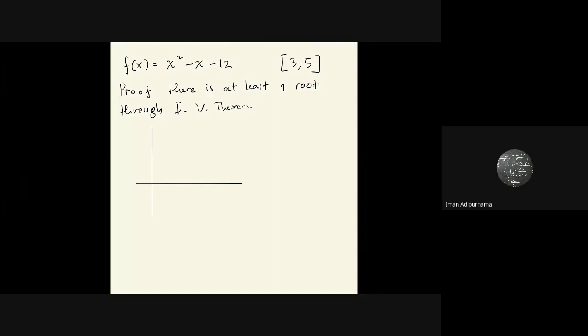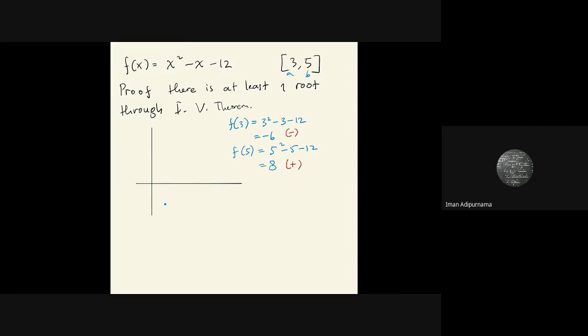you need to prove f of a. In this case, a is 3, b is 5. Let's just say f of 3. So 3 squared, negative 3, negative 12. So 9 minus 3 is 6, minus 12 is negative 6. So a is around here. Then f of 5 will be positive 8, right? So this part is negative, this part is positive.